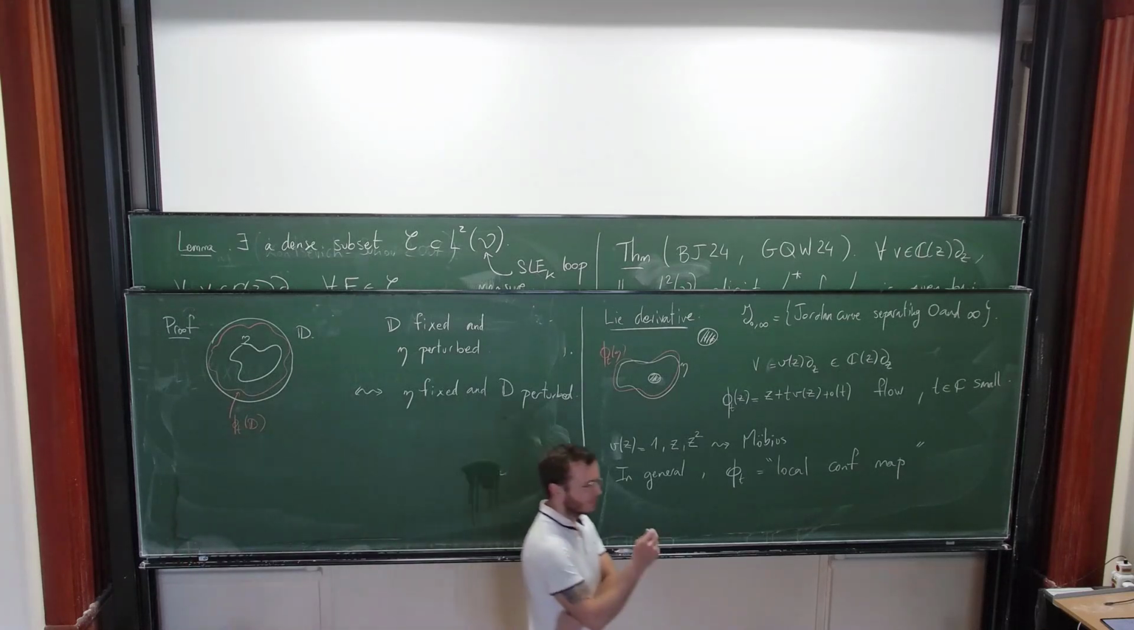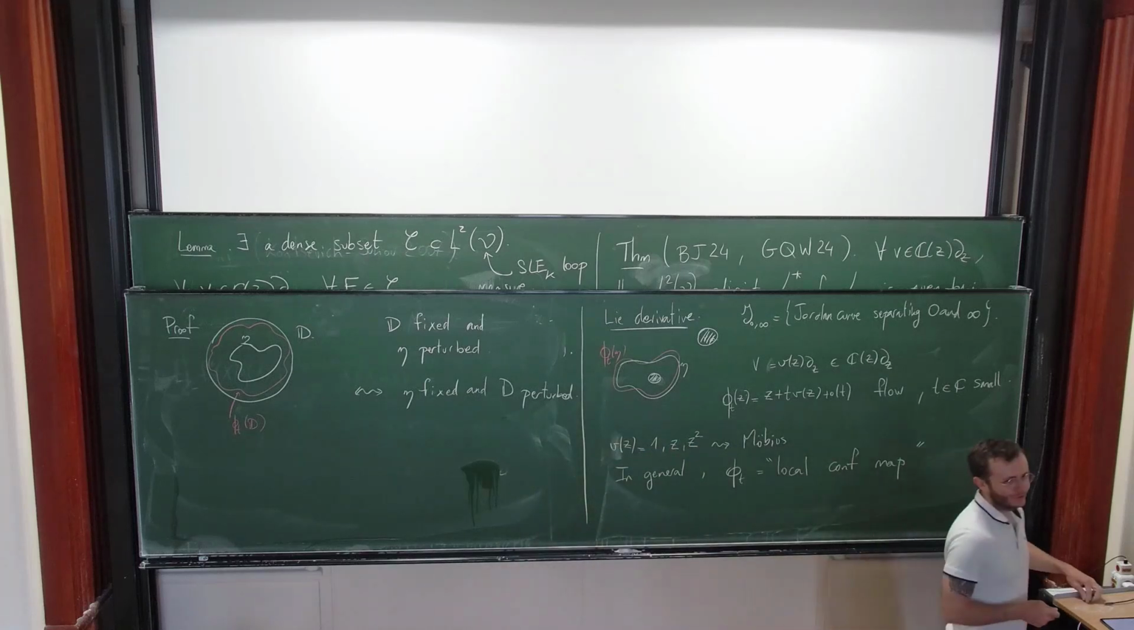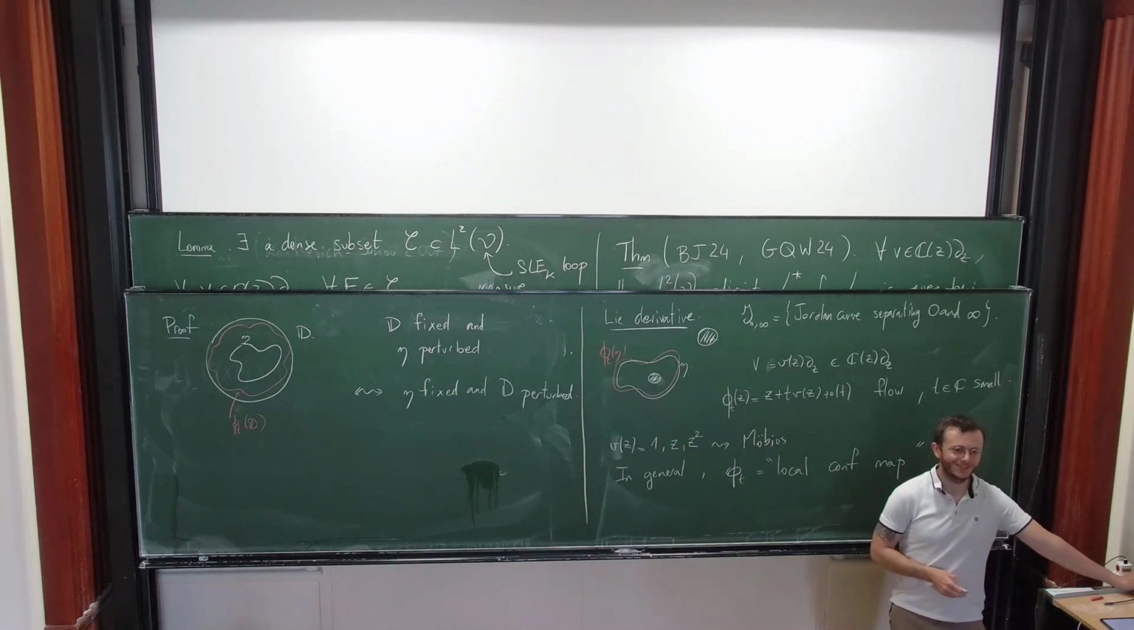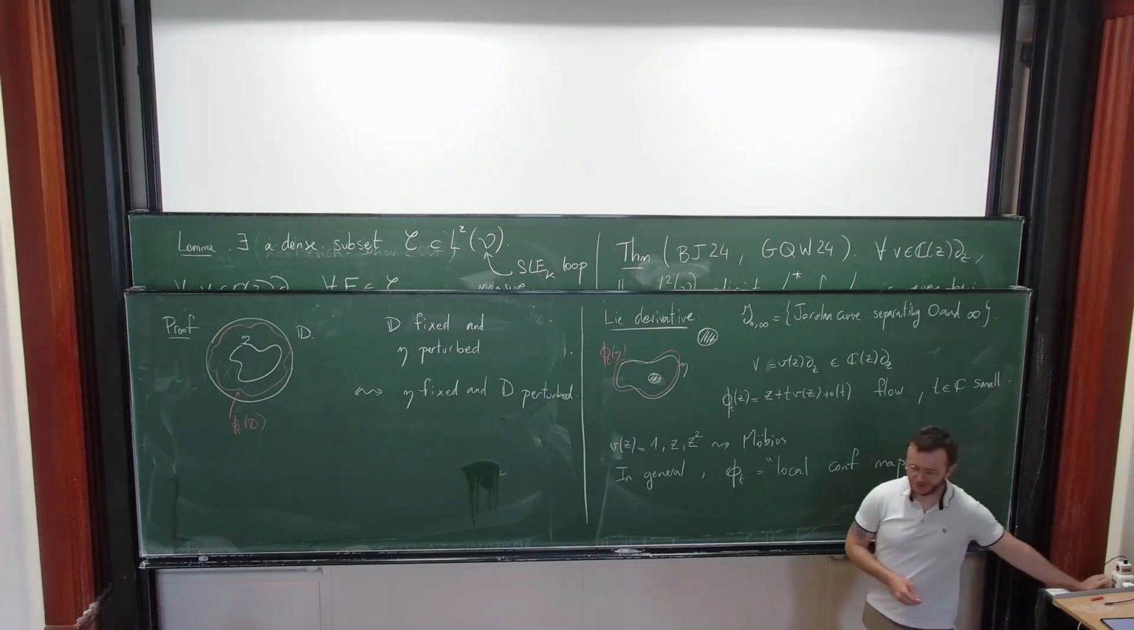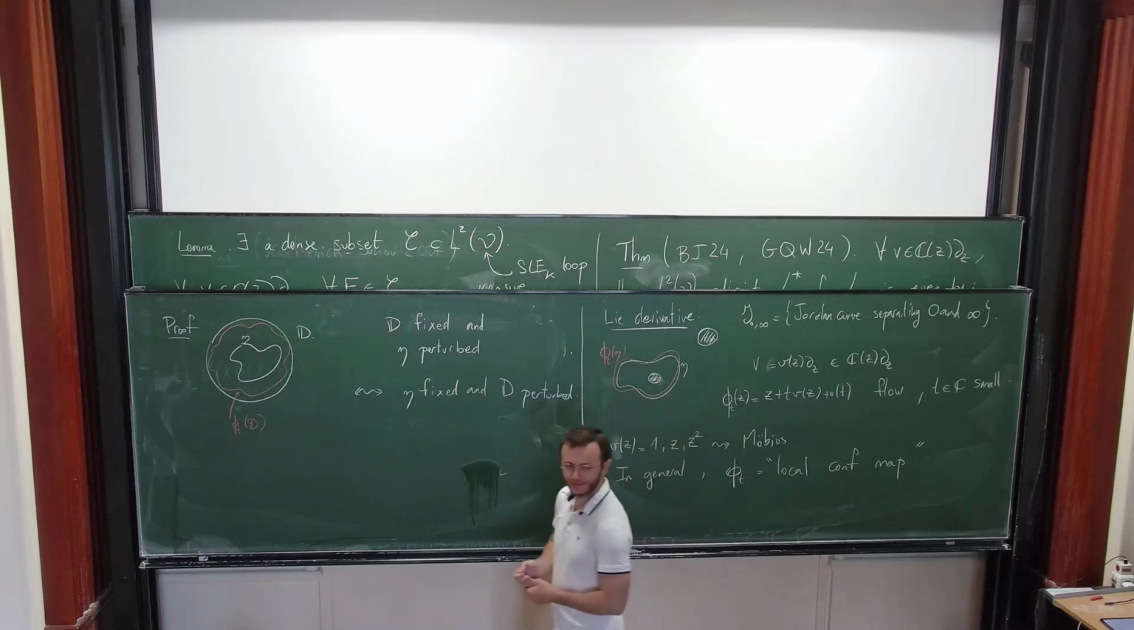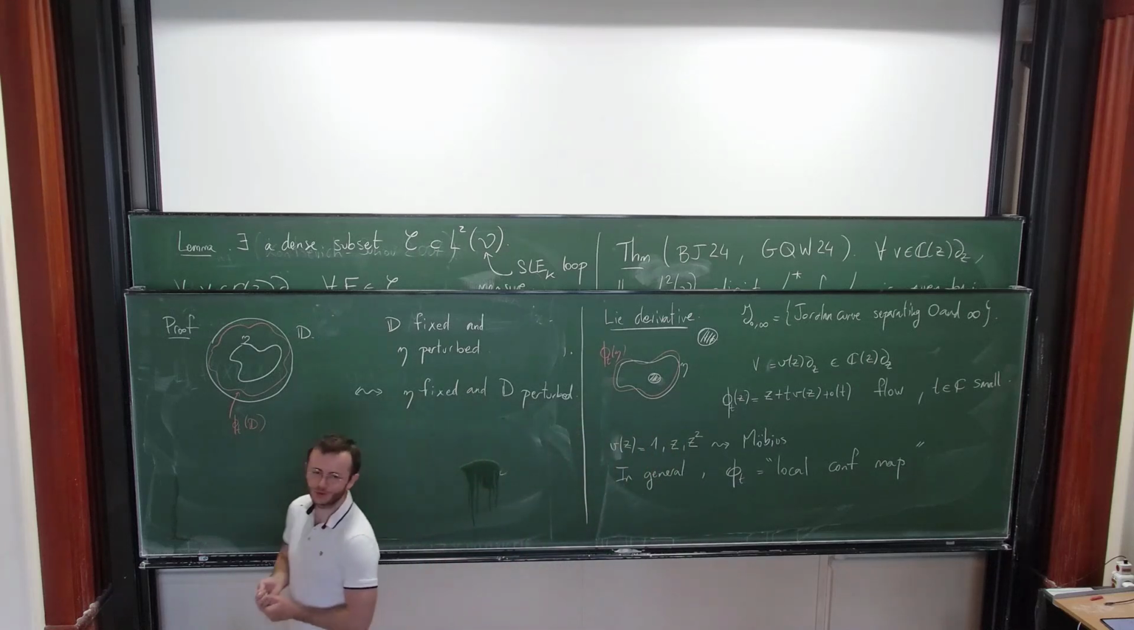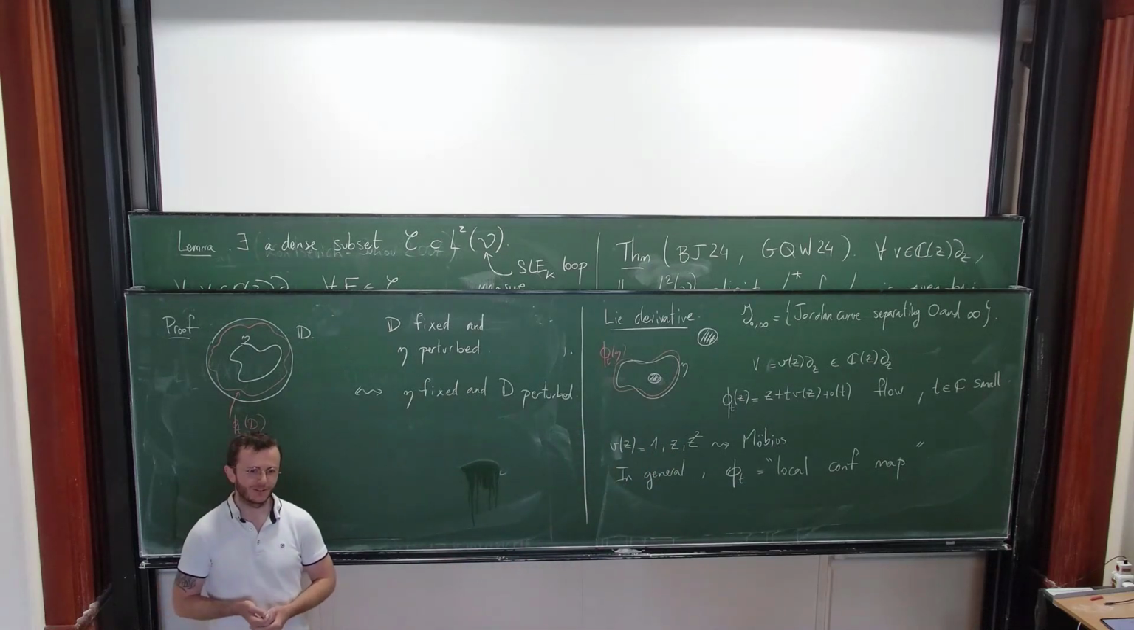But let me not call phi minus t phi t. We change v into minus v. Yes, that's possible. But I don't want to keep track of this here. I mean, this is more like a high-level proof.